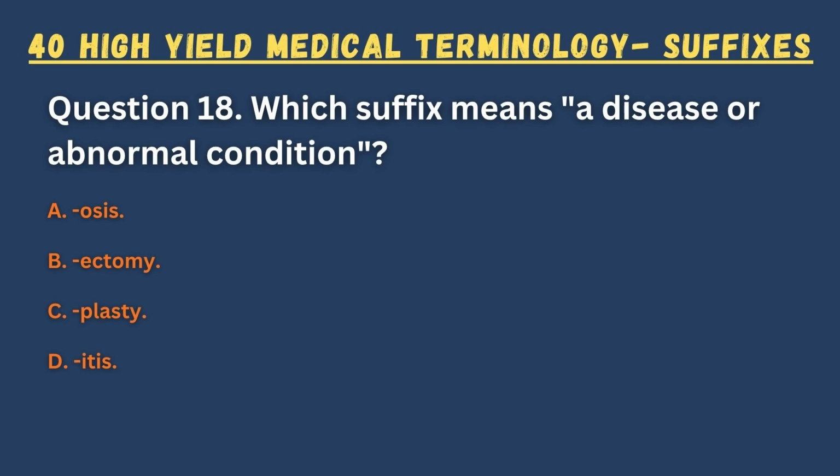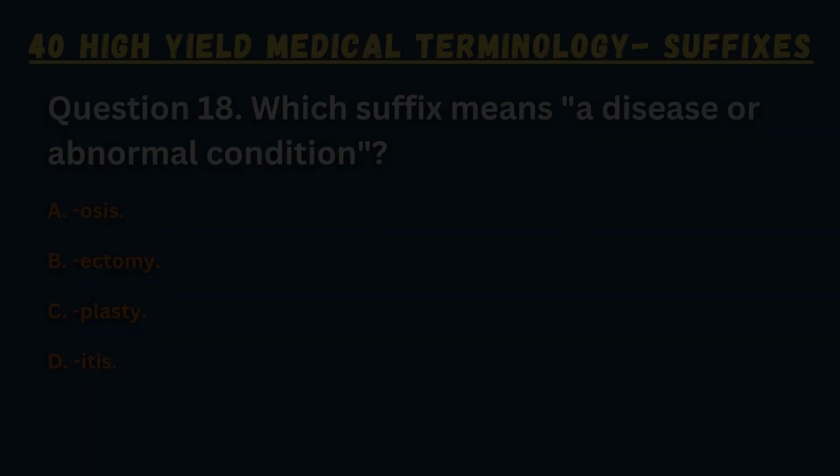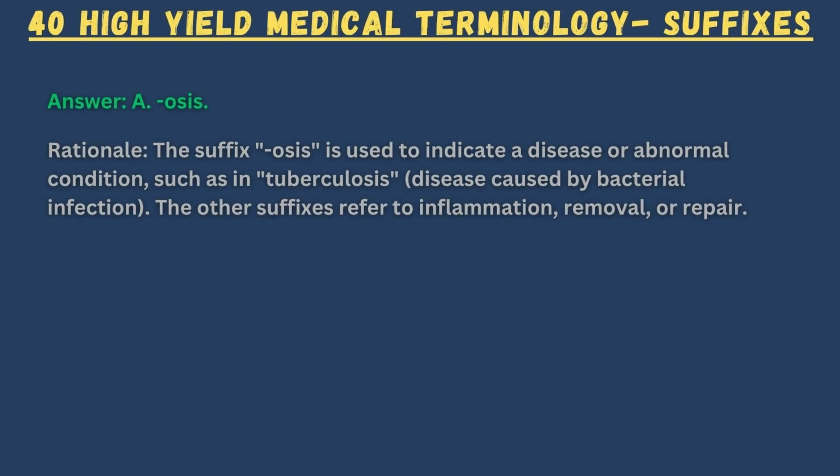Question 18. Which suffix means a disease or abnormal condition? A. Ossis. B. Ectomy. C. Plasty. D. Itis. Answer, A. Ossis. Rationale: the suffix ossis is used to indicate a disease or abnormal condition, such as in tuberculosis, a disease caused by bacterial infection. The other suffixes refer to inflammation, removal, or repair.